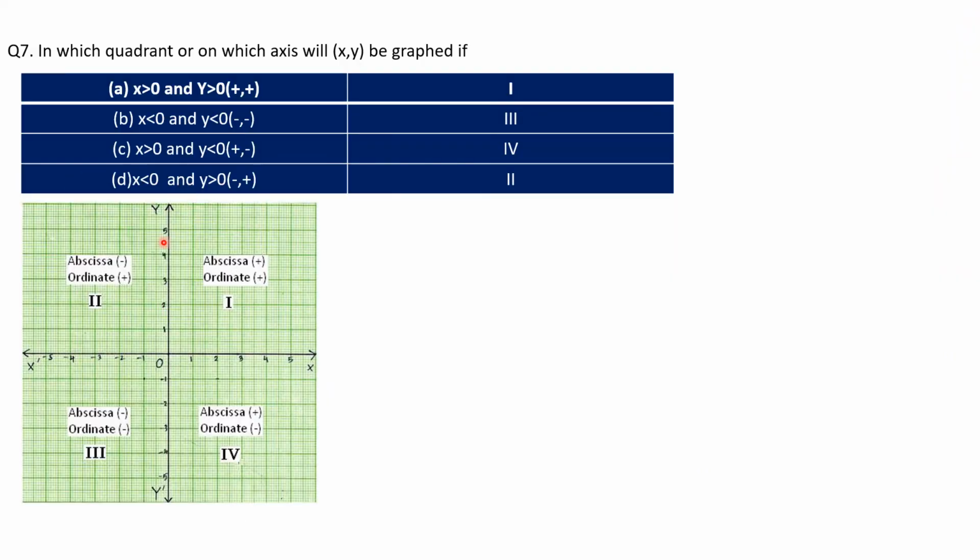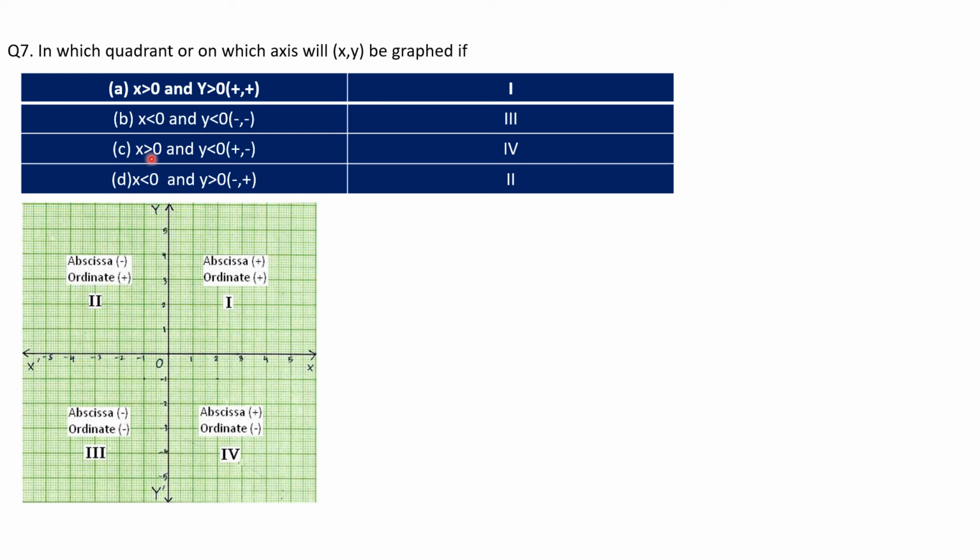Next, again same type of question asked in a different way. In which quadrant or in which axis will (x, y) be graphed if x is greater than 0 and y is greater than 0? X is greater than 0 means positive, y is greater than 0 means positive. So both are positive means which quadrant? First quadrant. Next, x is less than 0, y is less than 0. Both are less than 0 means negative. Both are negative in third quadrant.